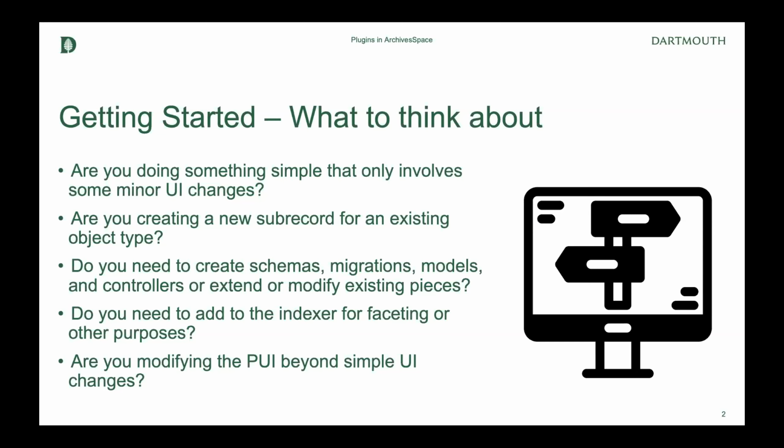So as you're thinking about this, the complexity of the project dictates what pieces you're going to need to add to the plugin. You're going to need to add schema extensions or new schemas for the existing data that you're adding. Do you need database migrations? Do you need new model information in the back end? Do you need additional controllers, et cetera?